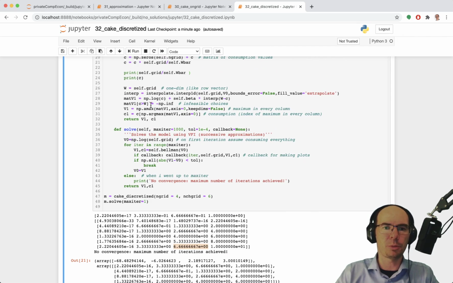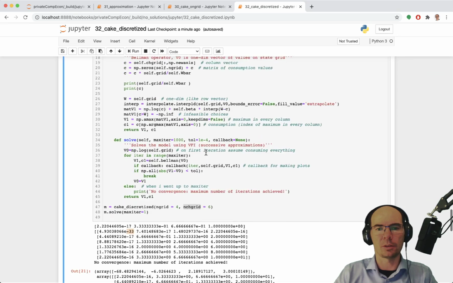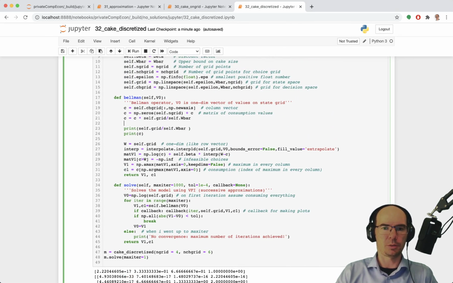Why? Well, because that would be replaced by minus infinity anyway over here. And so in the first column the numbers are really tiny. So this is like 1, 2, 3, 4, 5, 6 points of the grid of choices, but they are compressed to fit under the current value of the size of the cake, which is tiny. So all of these numbers, the smallest one is times 10 to the minus 33. Okay, potentially there are some numerical issues there, but let's hope they will not be crucial.